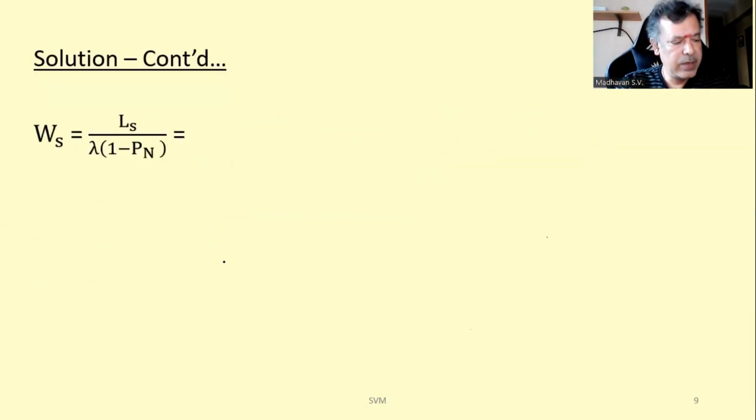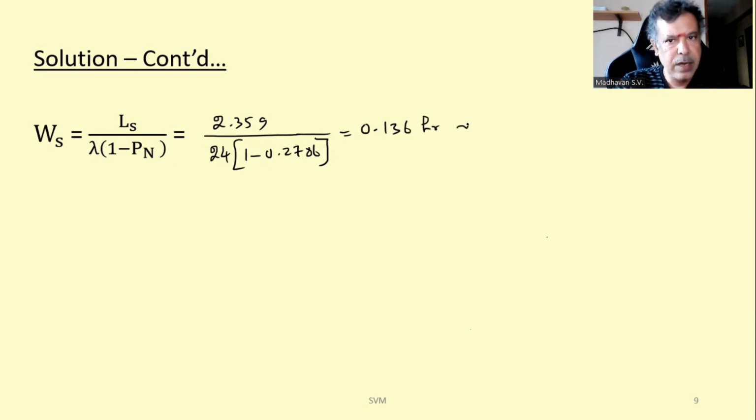So now our WS value will become LS. LS we just calculated as 2.359 divided by lambda. Lambda is 24 as per the question, times (1 minus 0.2786), because we already calculated P suffix capital N. If we evaluate this, we will get 0.136 hour. And if we convert that into minutes by multiplying it by 60, we will get 8.2 minutes.